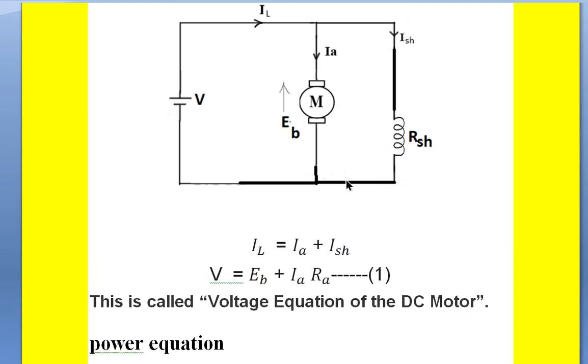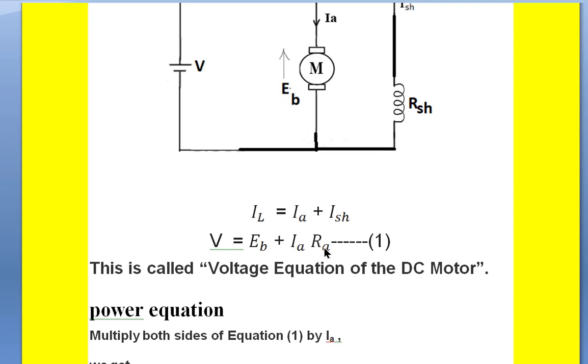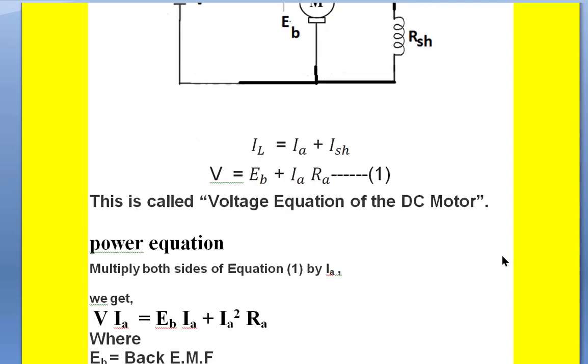Then writing the voltage equation for this loop, we can write V is equal to EB plus IA RA. Here IA RA is the armature voltage drop, whereas EB is the back EMF. So the equation relating the applied voltage, back EMF and the voltage drop across the armature resistance is called the voltage equation of the DC motor.